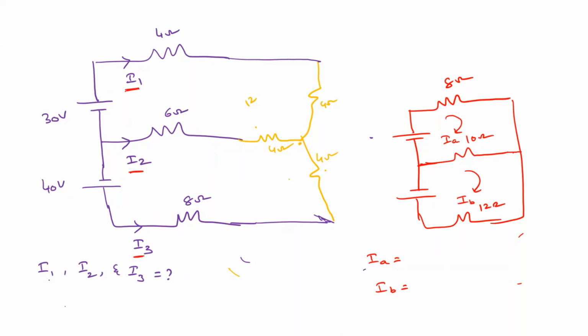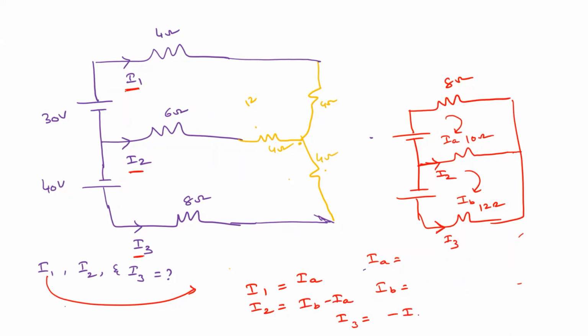The ultimate thing is you need to calculate I1, right? What is I1 in terms of IA, IB? I1 equals IA, good. What is I2? I2 equals IB minus IA. What is I3? I3 equals minus IB. This is the assumed direction, right? That's all. Okay? Yes, sir.